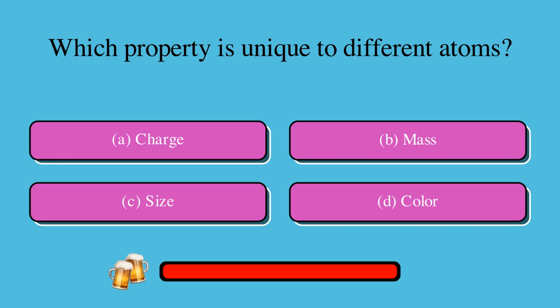Which property is unique to different atoms? Is it A, charge, B, mass, C, size, or D, color? The correct answer is B, mass.